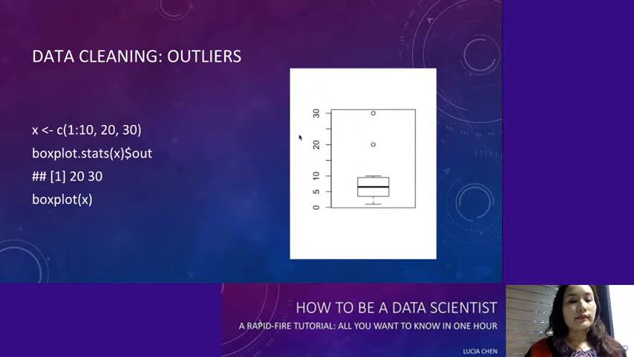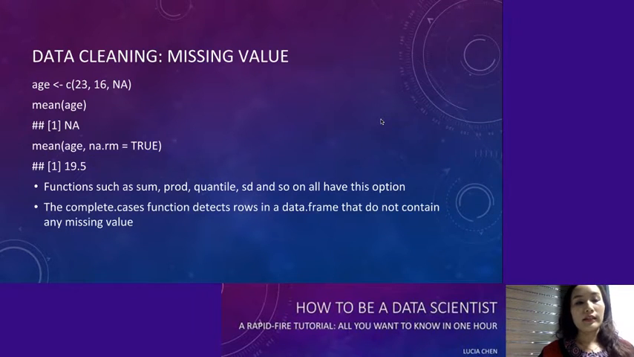Okay, so data cleaning. How to find out the outliers? You can do a box plot. Here it shows the 25th and 75th percentile and the median, and some outliers in here. So it's easy to do it with a box plot.